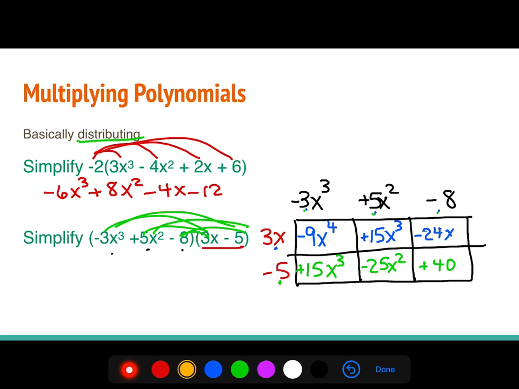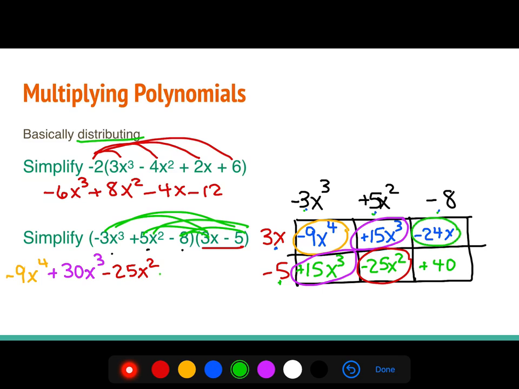Now if you were just distributing this out over here, like you would, you'd have all 6 of those. Now I'm going to do the combining like terms. So the first thing I'm going to do, it's going to look for any x to the 4ths. That's the only one I've got, so he goes first. Then I'm going to look for some cubes. So 15 plus 15 more make 30 x cubes. This is where I'm combining my like terms.